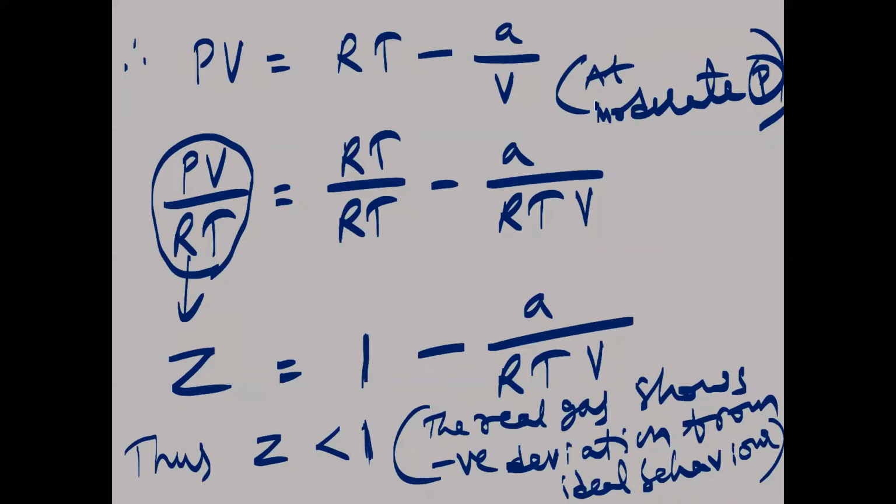So at moderate pressure, the volume is larger. To neglect what? B value. But A by V square cannot be neglected because still some attractive forces are there. So it's about the moderate pressure. Take the screenshot.